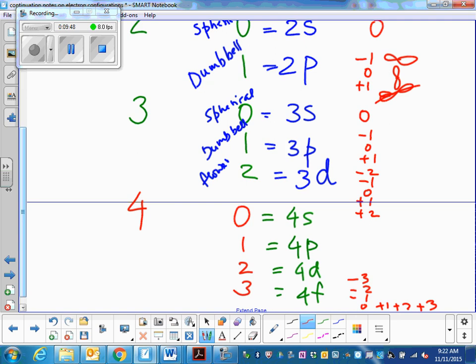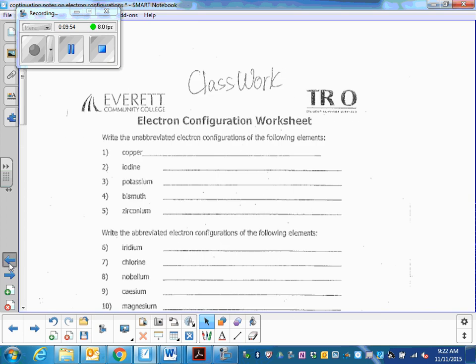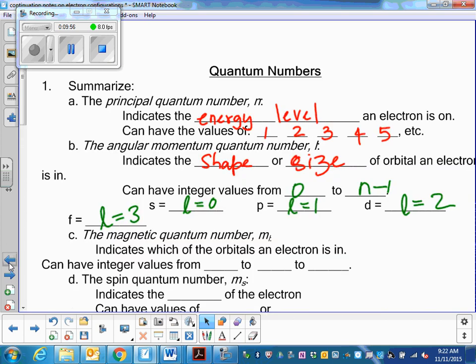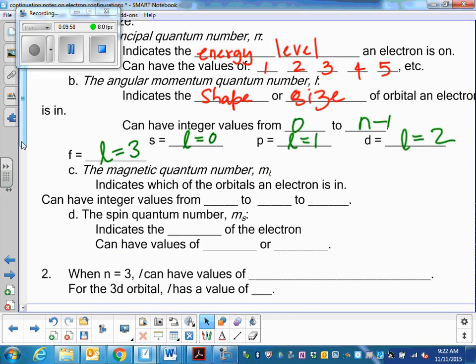Do you understand? So then, his last quantum number, let's see what we need to fill out in this. The magnetic quantum number ml indicates which of the orbitals an electron is in and can have integer values from minus L to 0 to plus L.